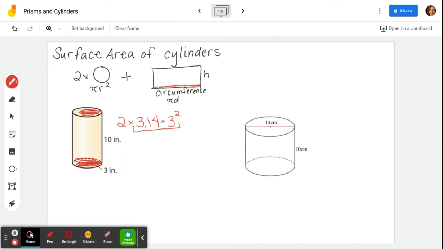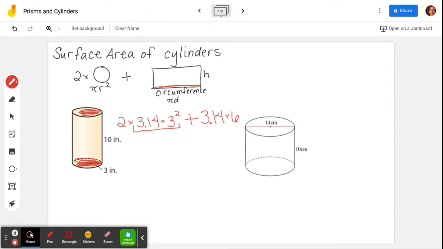Then I also need to add the rectangle part that makes up the can that wraps around them. Rectangle is length times width. The length is the distance around your circle. That's called the circumference, and you find that by taking pi, 3.14, times the diameter. C equals pi d. The diameter, if halfway is 3, then the whole way is 6. That's the length of my rectangle.